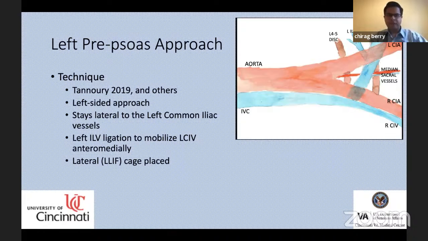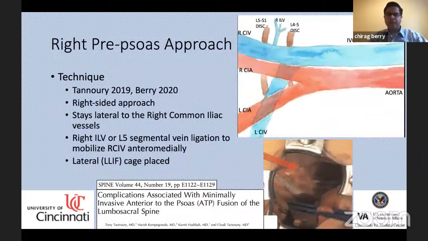Next is the right pre-psoas approach. Again, imagine that this is a schematic diagram of the vessels as if you're going from the right anterolateral technique. So the patient is in the left lateral decubitus position with the right side up, and you're staying lateral to your bifurcation. You're staying lateral to the right common iliac vein over here.